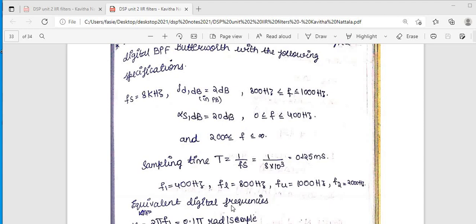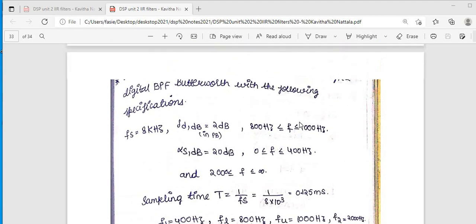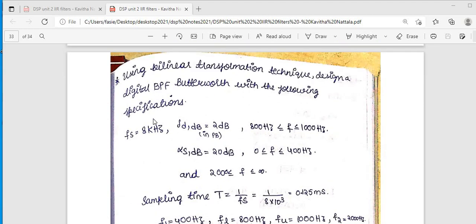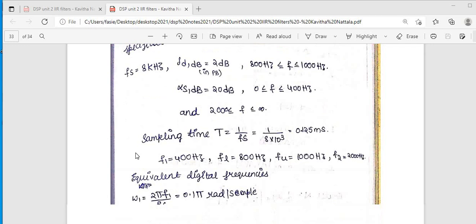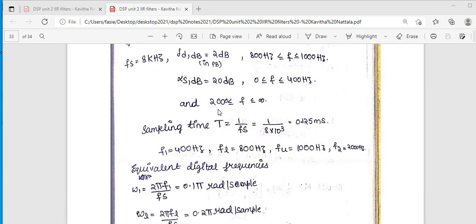F1 is given as what? 800. F1 is this lower frequency. FL is 800, FU, the upper frequency, is 1000. F2 is given as what? Between 800 and 1000 the difference is 400, right? The F2 in the given specification will always be higher than that one. So here F2 is 2000 hertz.